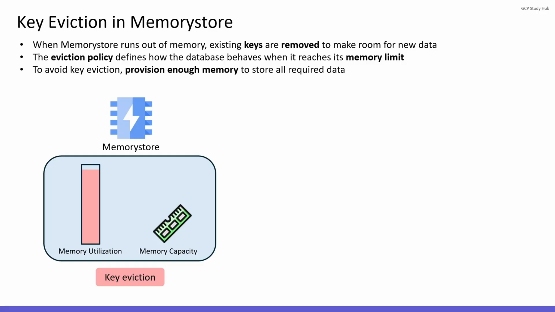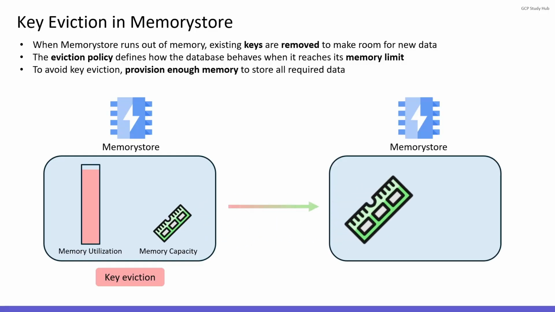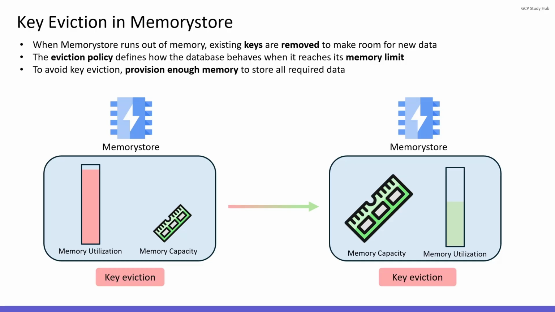To fix this, we can increase the memory capacity of the instance. As the available space grows, the memory utilization percentage drops, and the system transitions into a state of no key eviction. This ensures that all data stays in memory until it naturally expires or is manually deleted.